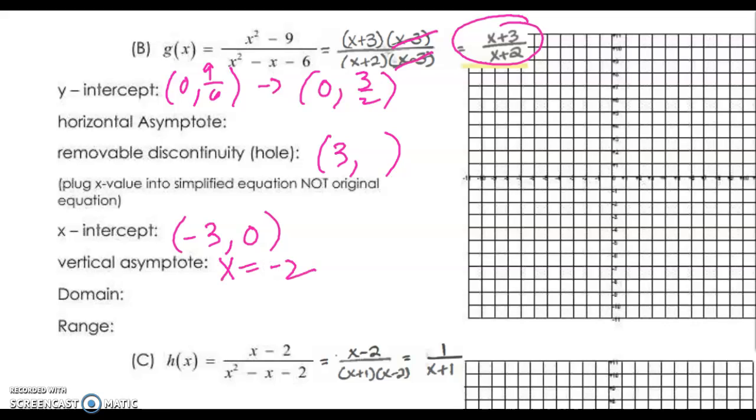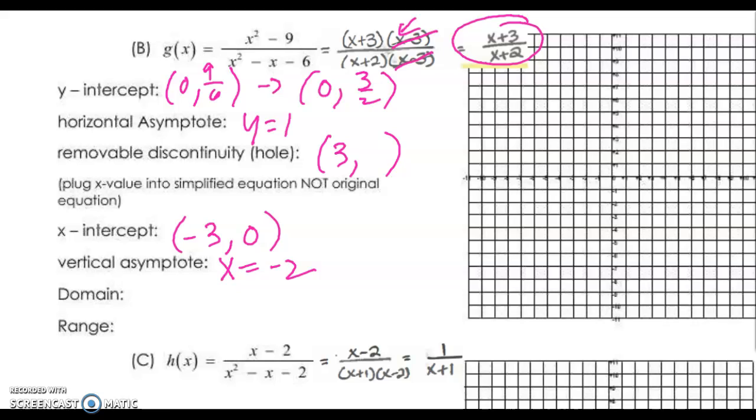The degree is the same in the numerator and the denominator, so that's just 1 over 1. The horizontal asymptote is at y equals 1. The removable discontinuity is going to be at x equals 3, and I'll show you in just a second how to get that y value. For the y-intercept, when you plug in 0 for x, you get 9/6 for y, simplified (0, 3/2). And for the x-intercept, when you plug in 0 for y, you get -3 for x.